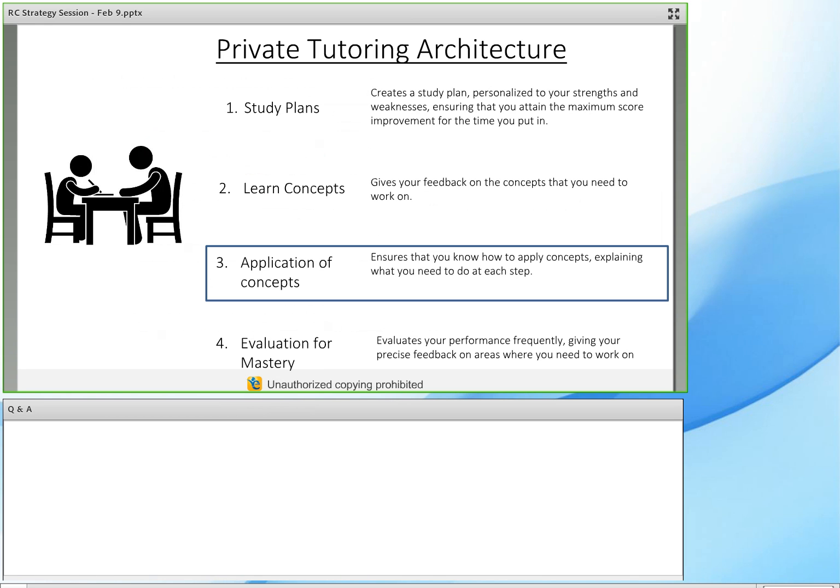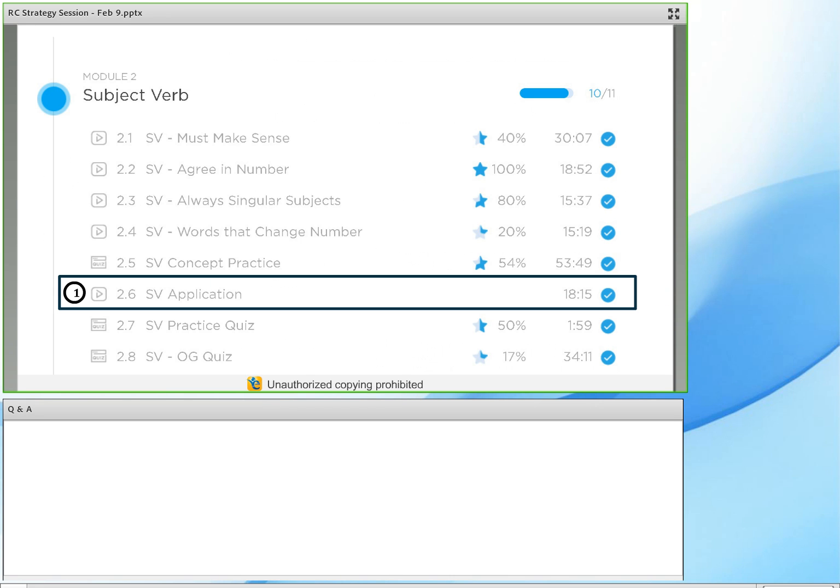Let's talk about application. Remember, a private tutor teaches you how to apply the concept that you've learned. What do you do in step 1, step 2, and step 3? To do the same, we build these special entities called application files, which work like a private tutor. We teach you how you apply those concepts. When you see a question, what do you do in the first step? What do you do in the second step? And so on and so forth.